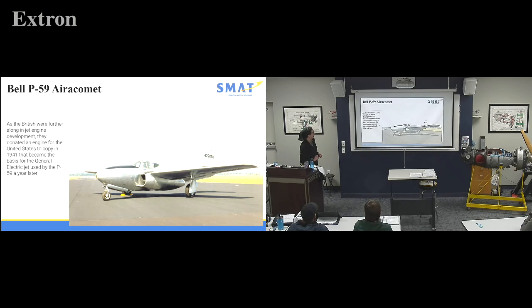Then we got the Bell P-59 Aerocomet. The British were further along in jet engine development, and they donated an engine for the United States to copy in 1941. That became the basis for the General Electric jet used by the P-59 a year later. Some interesting backstory. It was a single-seat twin jet fighter, and the British developed it. The United States is like, we don't like the performance. We can do better, but they used it for training.